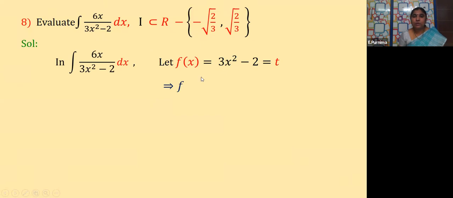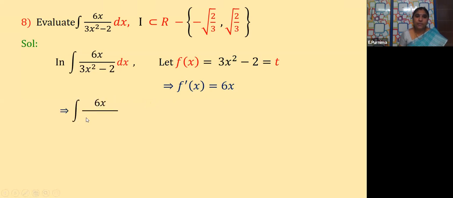Okay. So what is this here? f dash x is equal to 6x. Clear? So what is this, children? Let f of x be equal to 3x square minus 2, and this f dash x is equal to 6x. Clear? So let us write the given sum again.